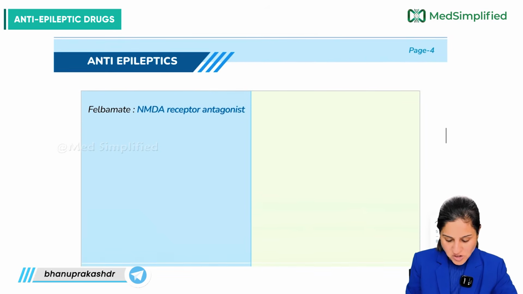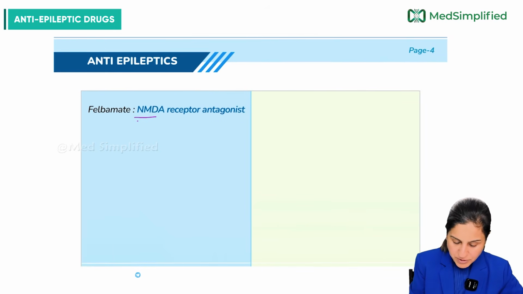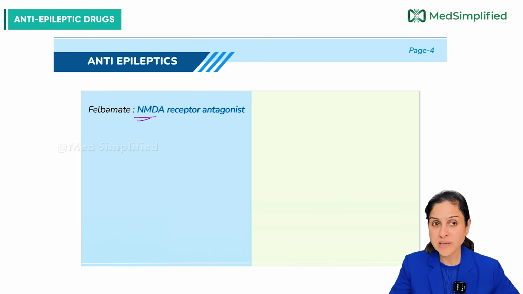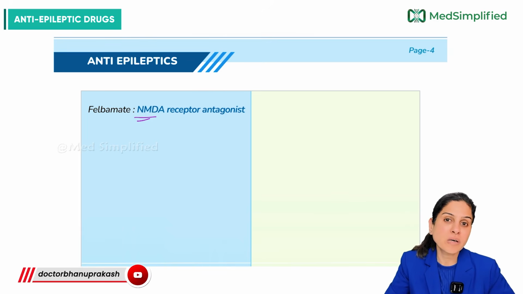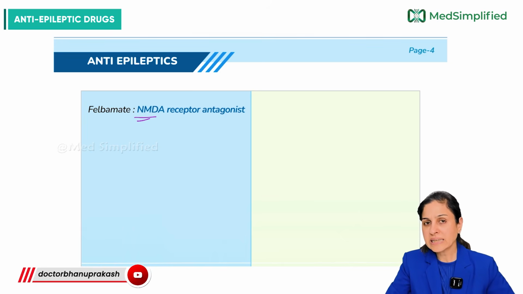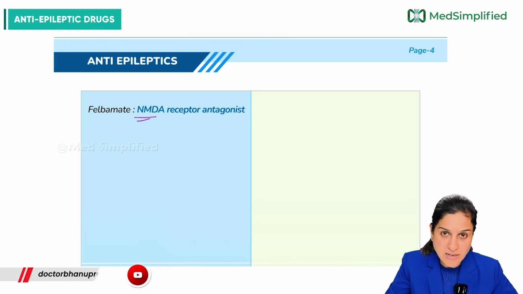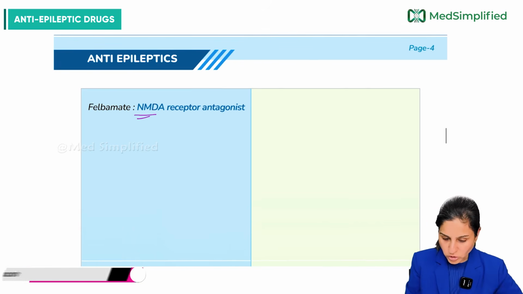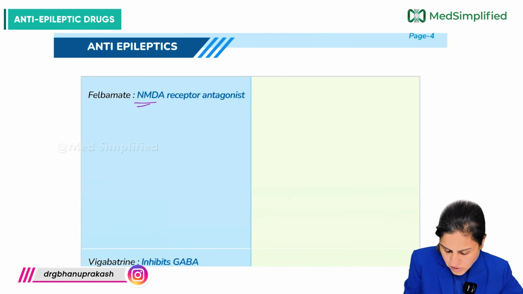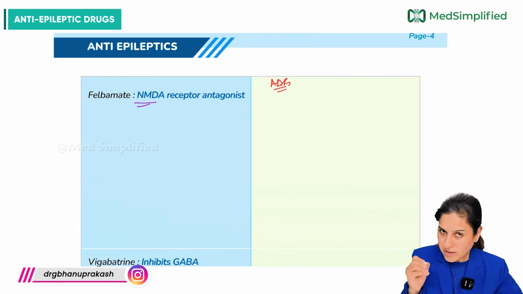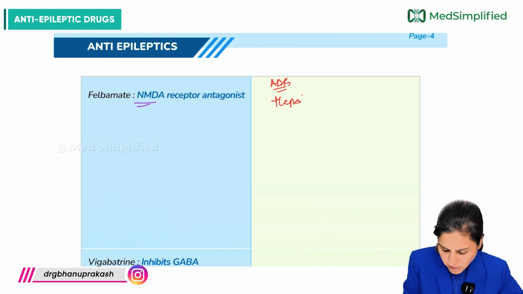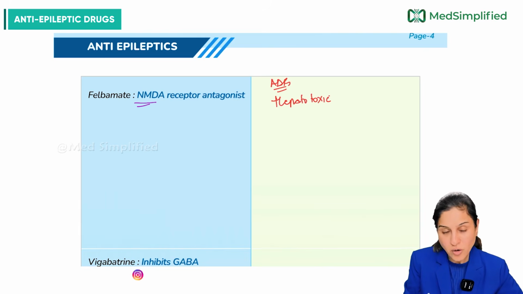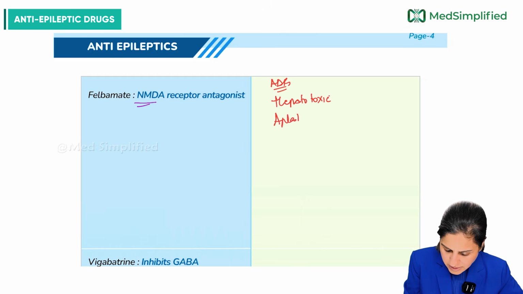Next is felbamate, which is an NMDA receptor antagonist. NMDA is the receptor for glutamate, so it is a glutamate antagonist. We know that in epilepsy, there is increased glutamate transmission and decreased GABA transmission. So all the drugs, indirectly or directly, are going to either increase the GABA or inhibitory transmission, or decrease the glutamate transmission. That's the major rule to follow here. The main ADRs: it is not much used because it has a strong hepatotoxic potential. It is a hepatotoxic drug and it can cause aplastic anemia.